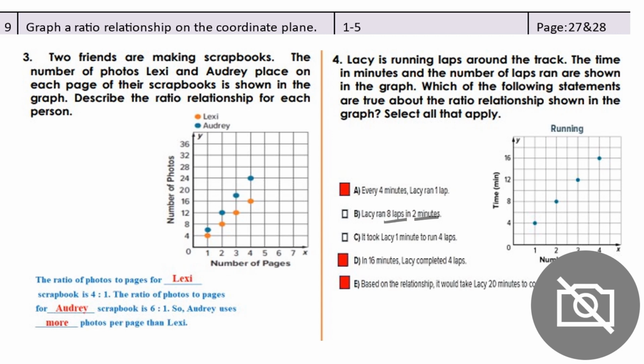It took, let's say, 1 minute to run 4 laps. Again a confusing question. 1 minute, this is not minutes, this is laps. 1 lap in 4 minutes, that is the thing. In 16 minutes complete 4 laps, it is true. Based on the relation, it will take 20 minutes for 5 laps. Exactly, 20 minutes for 5 laps.